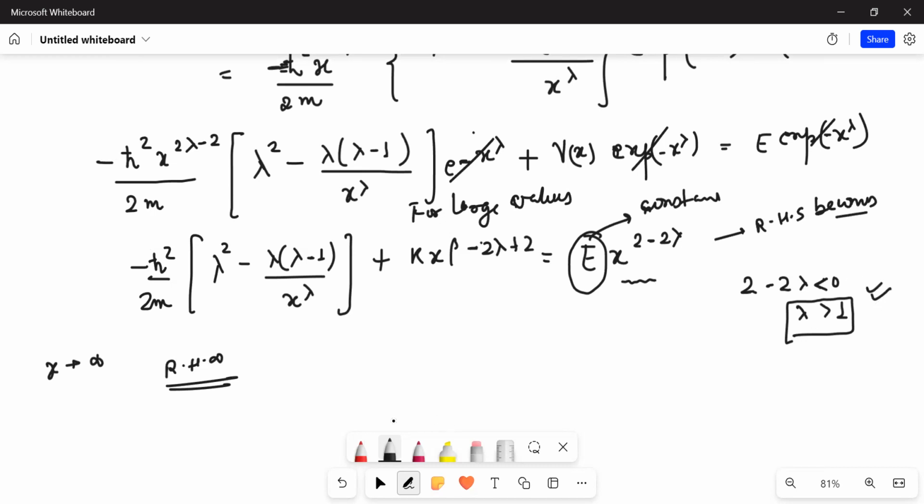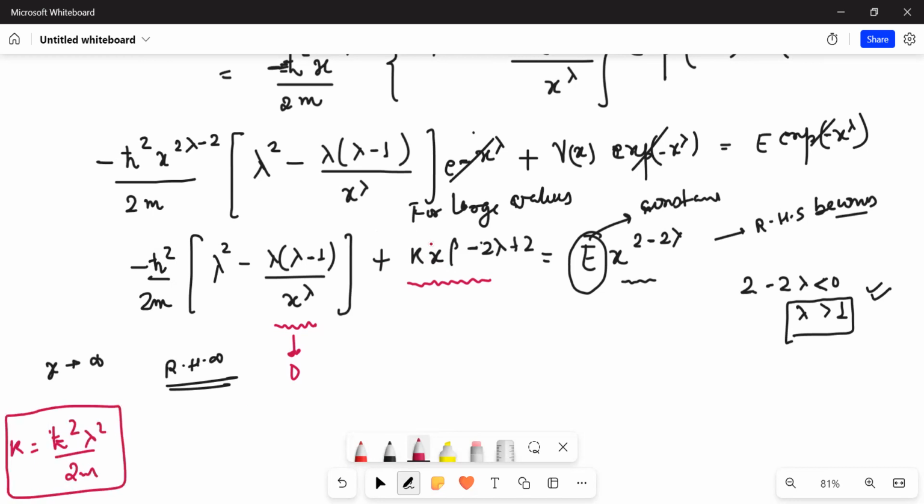This is point number 1. Second, just figure out from here that as x tends to infinity, if λ is greater than 1, this particular term would go to 0. What is required? It may so happen that this k, because nothing is given quite explicitly in the question, can be equal to ħ²λ² upon 2m. This is absolutely fine. One can think that this k can always be written in this form, that is, as a constant.